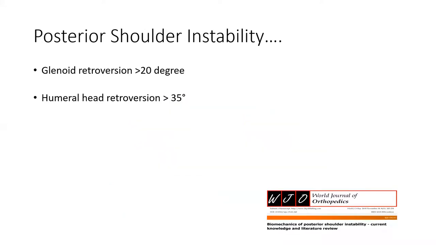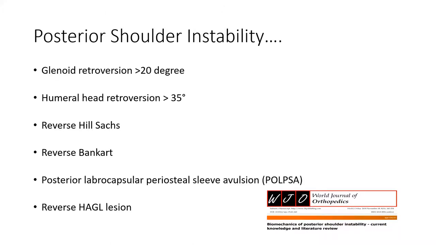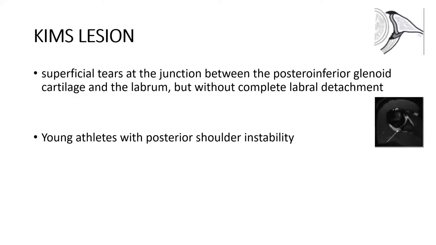Now, a short talk on posterior shoulder instability. The posterior shoulder instability may be due to various anatomic factors like excessive glenoid retroversion, excessive humeral head retroversion, and the pathological processes associated with it. Maybe a reverse Hill-Sachs lesion, there may be a reverse Bankart lesion, there may be POLPSA, there may be reverse HAGL.